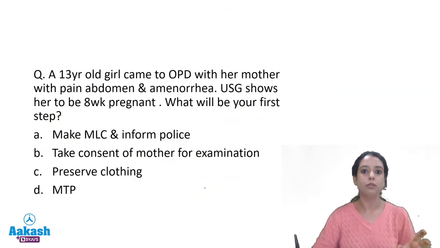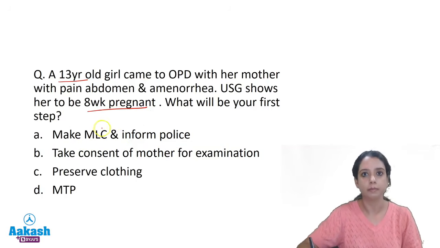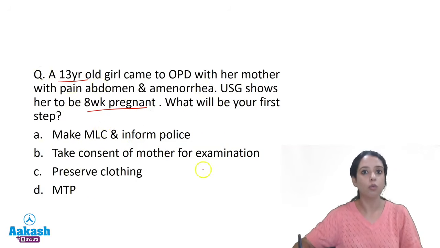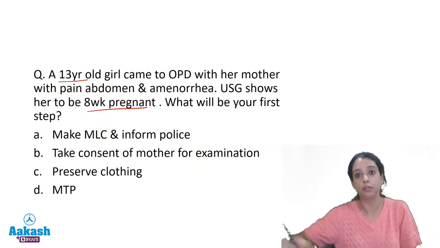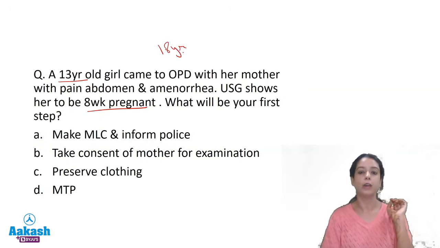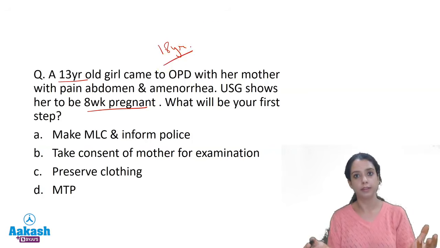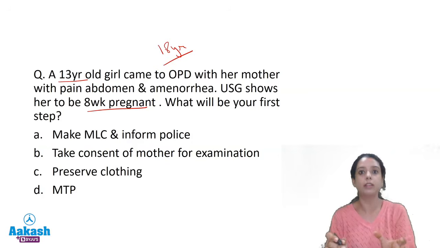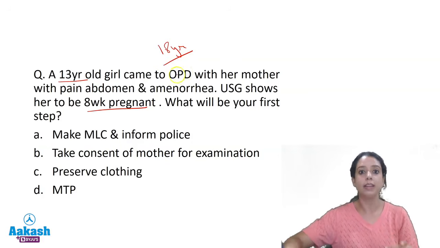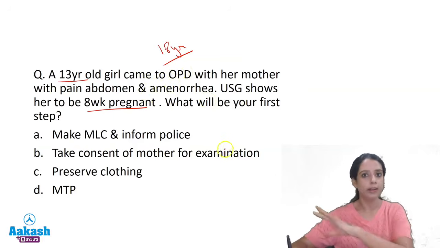A 13-year-old girl comes to OPD with her mother with pain abdomen. USG shows she is 8 weeks pregnant. So what will be your first step? To answer this question, you need to know the age of consent for sexual activity in our country. In our country, it is 18 years. Previously, it was 16, but now it is 18 years. If you are having sexual relations, even with consent, with a girl who is less than 18, it is considered rape. Okay? The age of the boy doesn't matter.